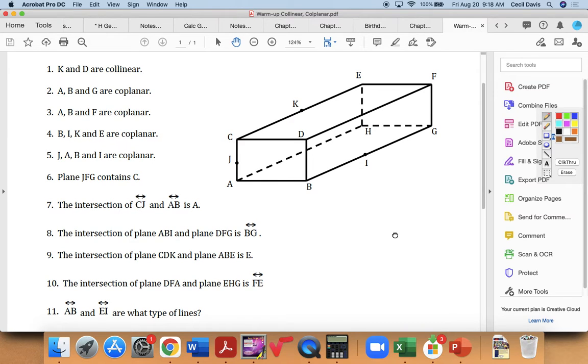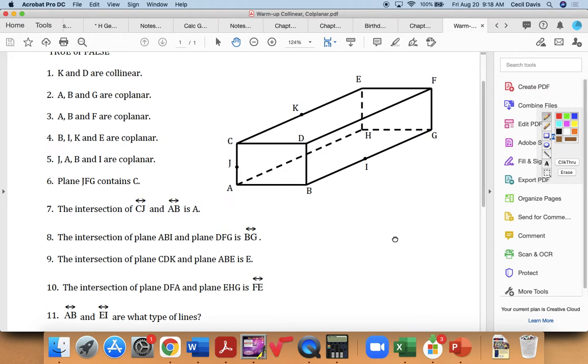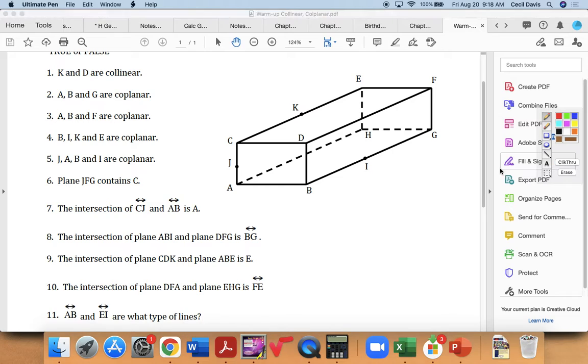And then the only non-true false question here, line AB and line EI are what kind of lines? Well, let's take a look. AB is this line down here. It keeps going on. EI is over here and goes kind of diagonally through here, and now it's going down this way and up this way. Those are never going to intersect, but they are not parallel either. Hopefully you remembered the name. It is skew.